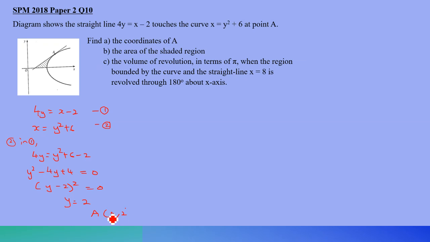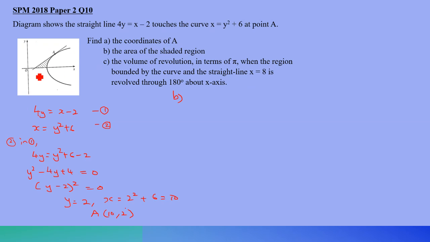Coordinate for A, you have your y, so find the x value. So what will be your x? So x will be 2 squared plus 6. So you get 10. So your coordinate will be 10, 2. So we already found the coordinate for A. Now part B. Area of the shaded region.